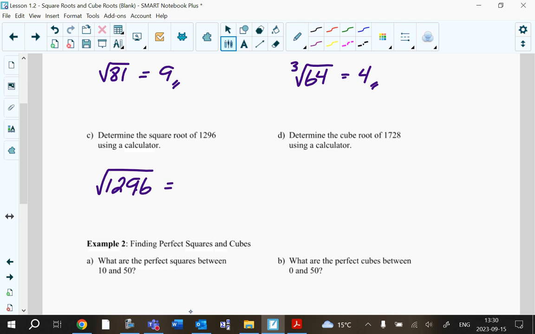You should get a whole number. You should get 36. The cube root of 1,728.